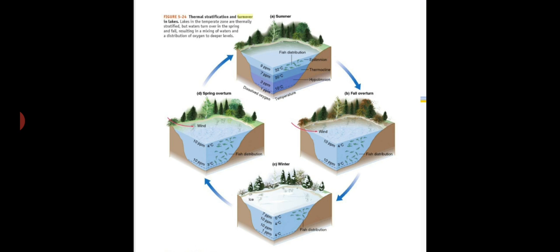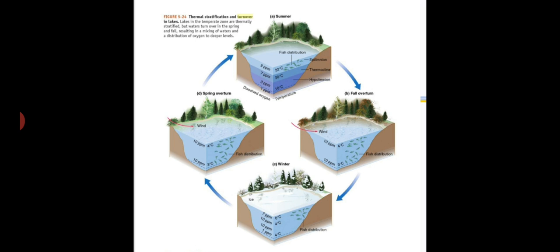In the lakes, stratification also occurs due to heating by the sun, and this is known as thermal stratification and turnover in lakes. In the temperate regions, lakes get thermally stratified during the summer and winters. But in the spring and fall, water turns over, resulting in a mixing of waters and redistribution of oxygen.